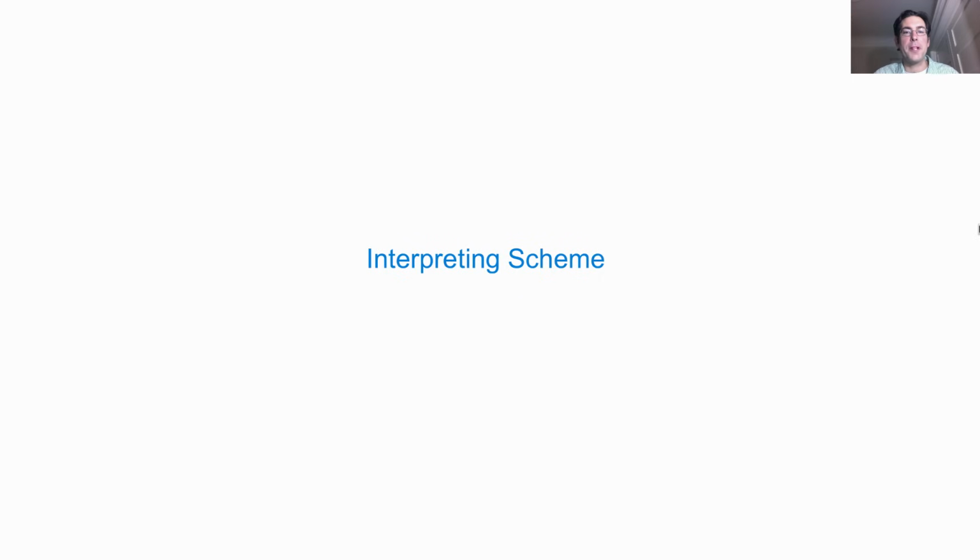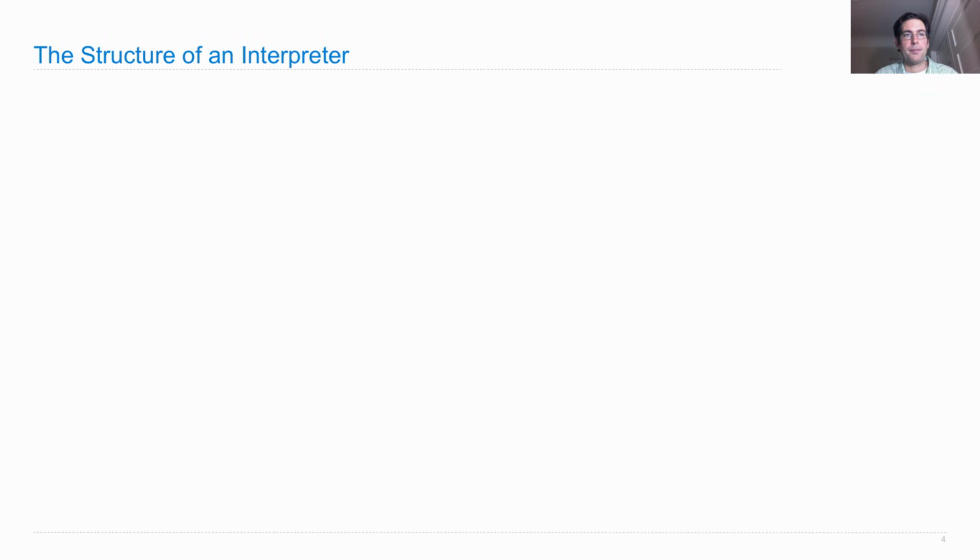In Project 4, you're going to build an interpreter for the Scheme language. And this lecture is all about the structure of that interpreter. So how all of the important pieces fit together in order to achieve the result that we want, which is a program that's able to understand other programs.